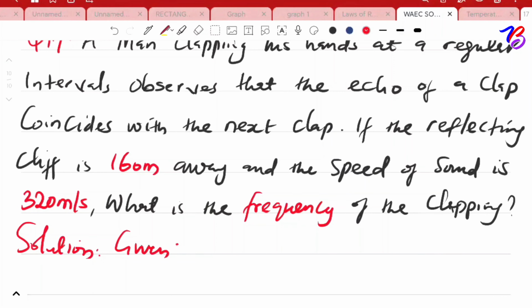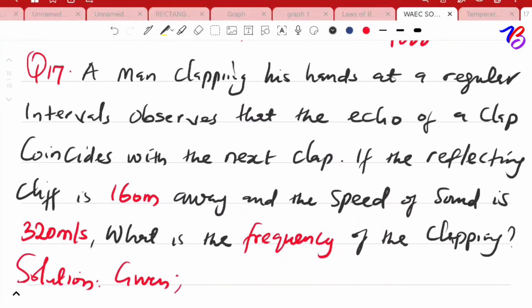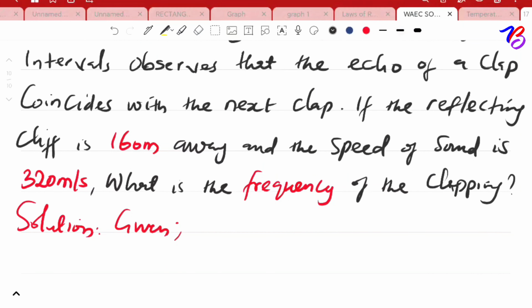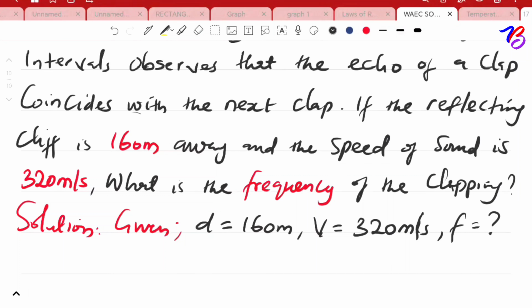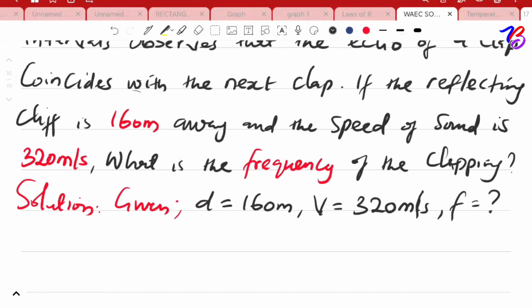That's the question. So, given parameters, using the triune components or the triune method: number 1 is the distance, given to us to be 160 meters. Then number 2 of the triune components here is the speed, given to us to be 320 meters per second. The number 3 is the frequency, which is now unknown. What is the frequency of the clapping? Are you here? So F is unknown. These are 3 interconnected parameters, the triune components of this question.